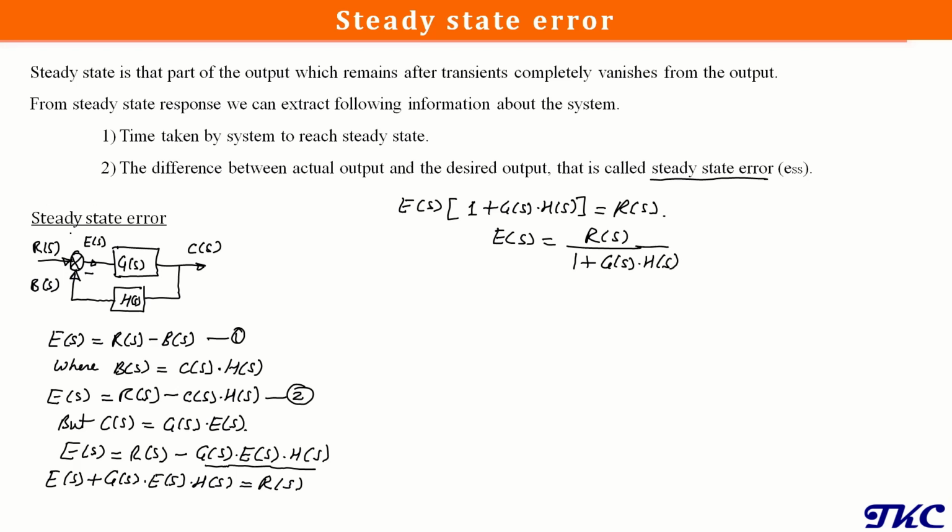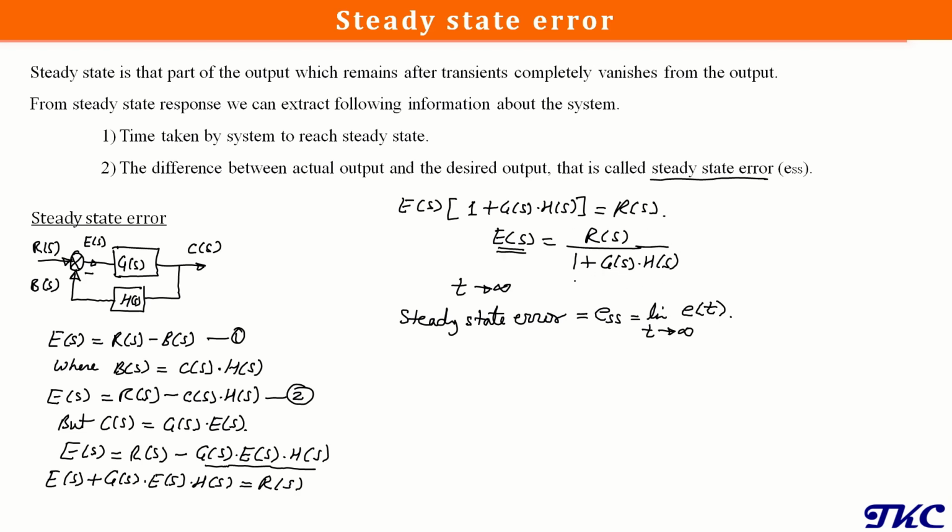Now here we want to determine the steady state error, and we know that steady state error is the error that remains in the system when time t tends to infinity. So if we represent steady state error by e_ss, it will be equal to the limit as t tends to infinity of e(t). Since we have E(s) here, to get e(t) we need to take the inverse Laplace of this term. That is going to give us the steady state error.